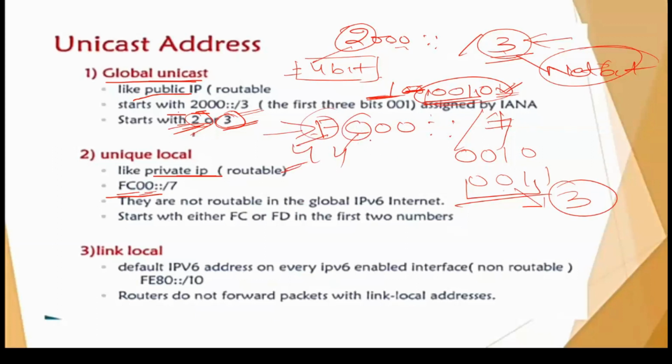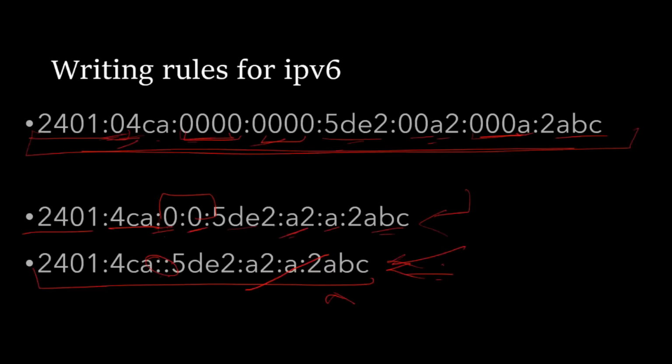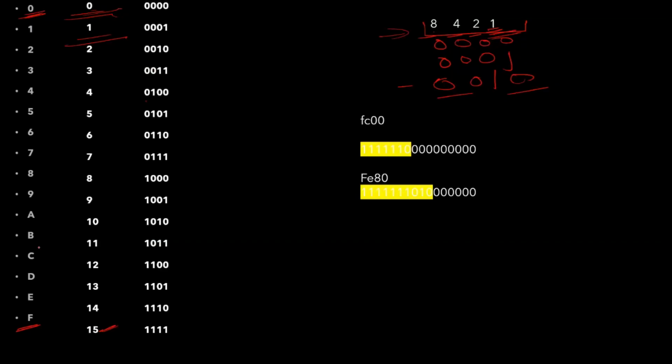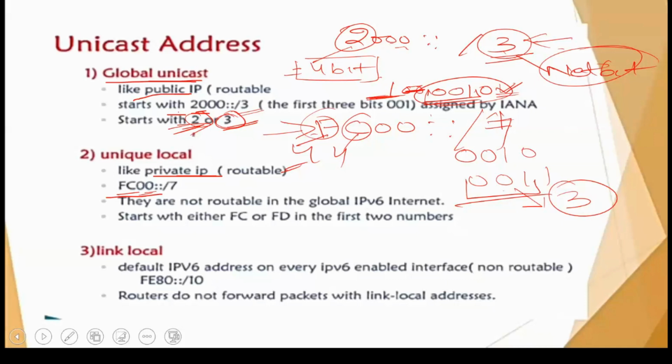Now just convert this C into binary. C is 12, and 12 means 1100. So the first 4 bits are 1100, and in slash 7 we have 3 bits reserved. We can only change this last bit.